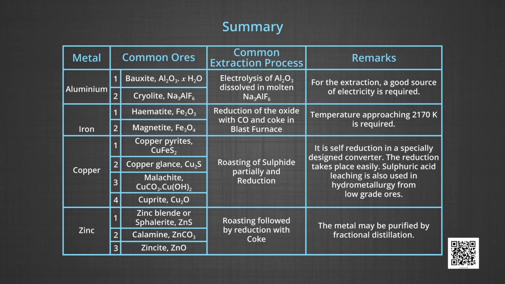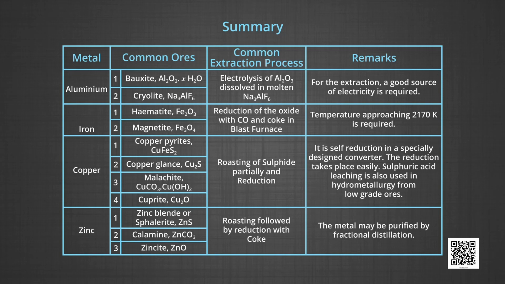Sodium aluminate thus formed is separated and then neutralized to give back the hydrated oxide, which is then electrolyzed using cryolite as a flux. Extraction of iron is done by reduction of its oxide ore in a blast furnace. Copper is extracted by smelting and heating in a reverberatory furnace. Extraction of zinc oxide is done using coke.